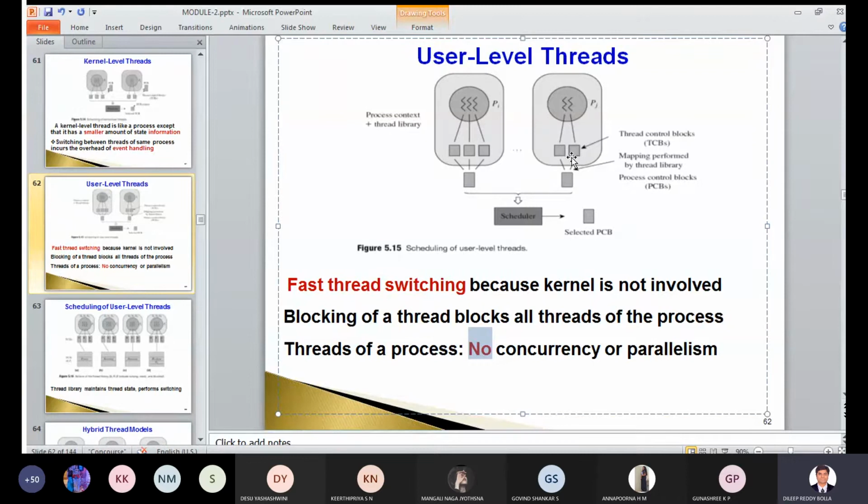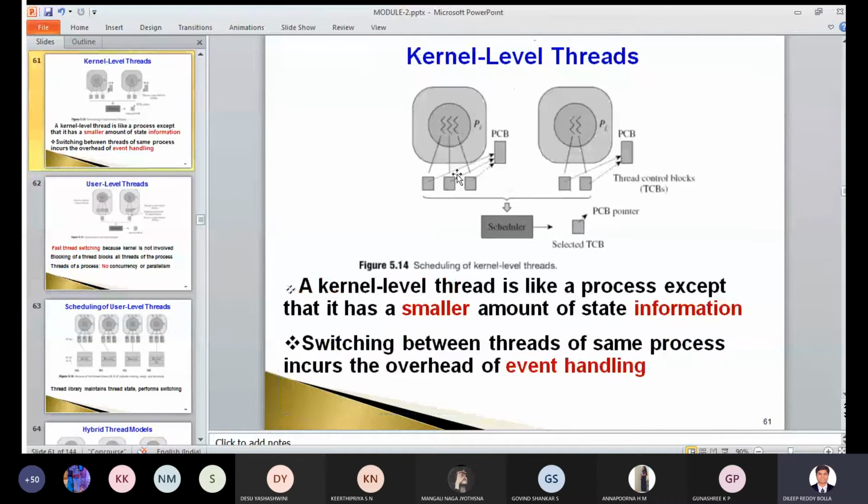So the same mechanism. You can see here, thread control blocks we have, and these blocks are what? The process control block. We are trying to map the corresponding thread control block to the process control block based on the thread library. Whereas here we are trying to do it with the help of an event.